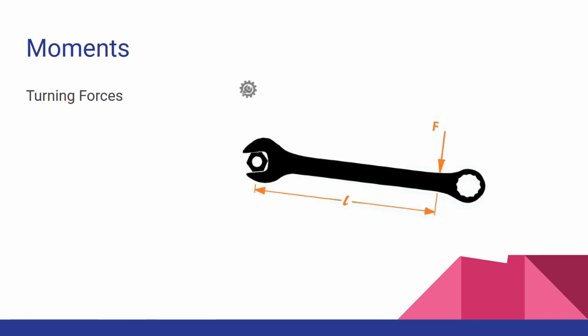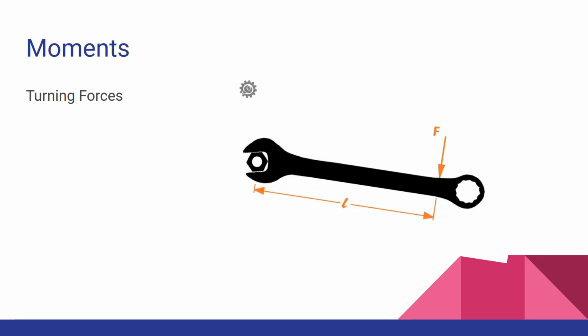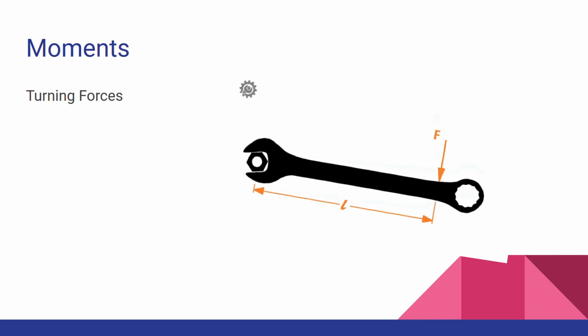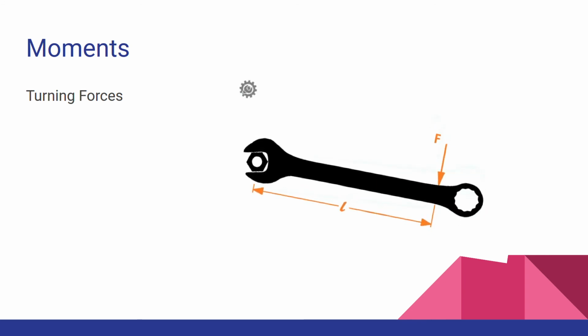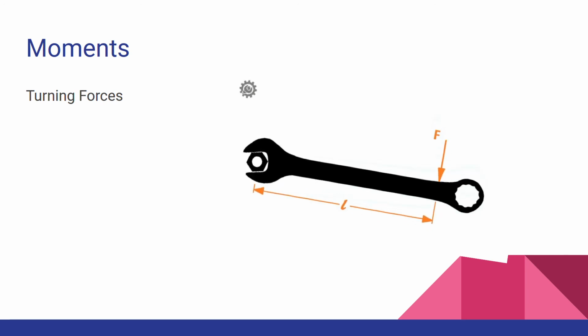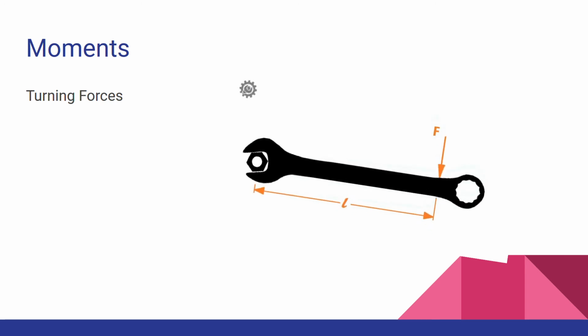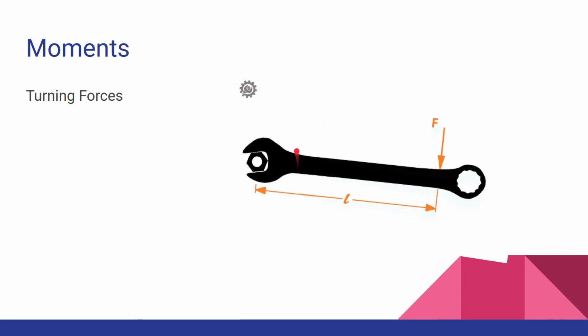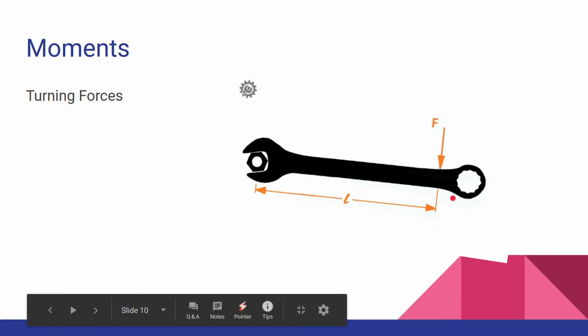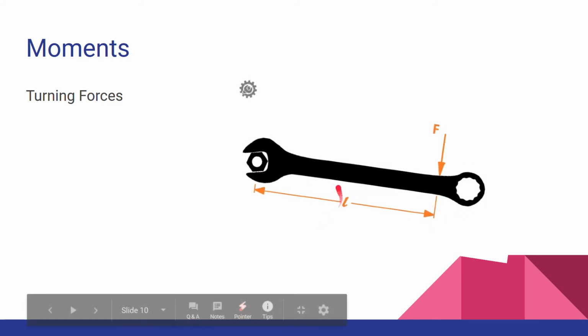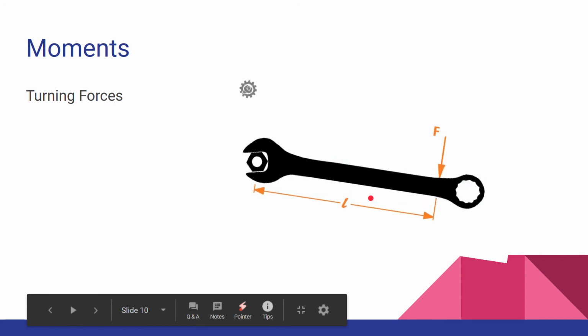All right, moments. So a moment is a force that causes turning. In this case, we have a screwdriver here. So you apply a moment there, and your moment will be the force multiplied by the length from the pivot or the fulcrum. Fulcrum, that is the point about which it turns. So if you apply your force here, you're going to need a greater force. But if you apply it further away, you need less force to cause a turning angle, for example.